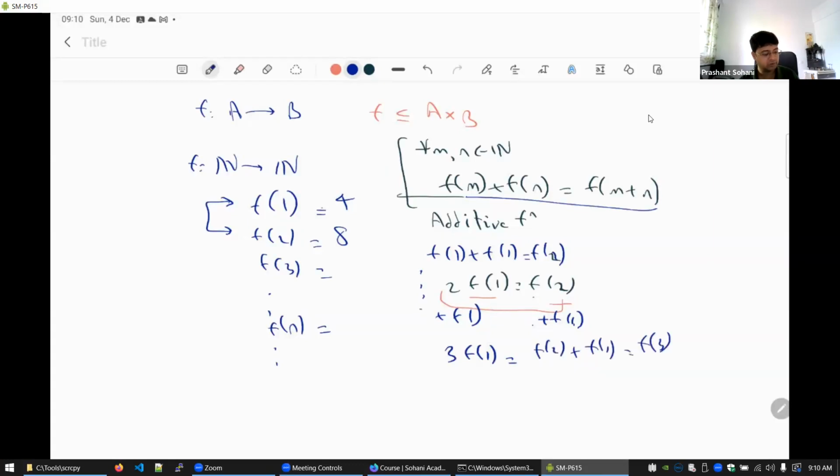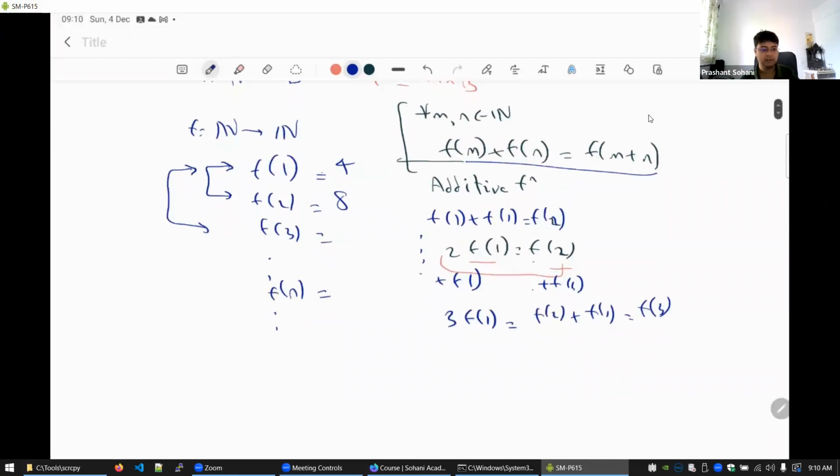Okay, so 3 times f of 1 is equal to f of 3. Which means that f of 1 and f of 3 are also related now. It's not very hard to see the pattern, which you can prove by induction: in general, for any natural number n, n times f of 1 is equal to f of n. So once you decide the value of f of 1, all the other values will be uniquely assigned, right?